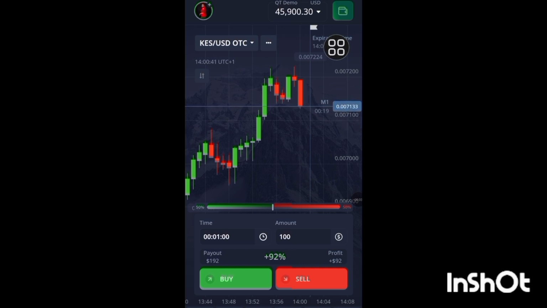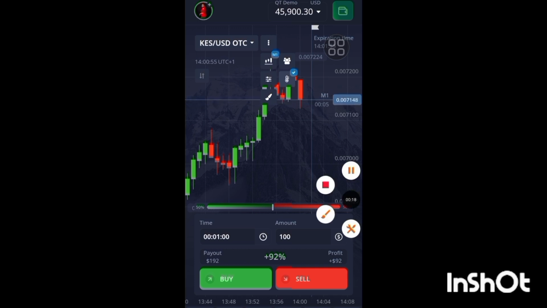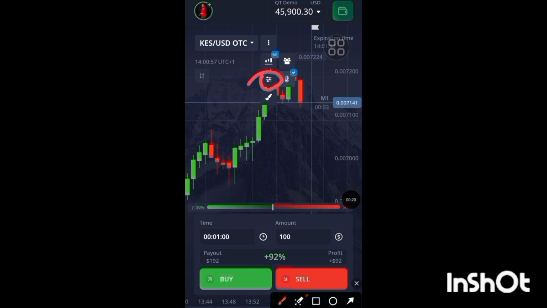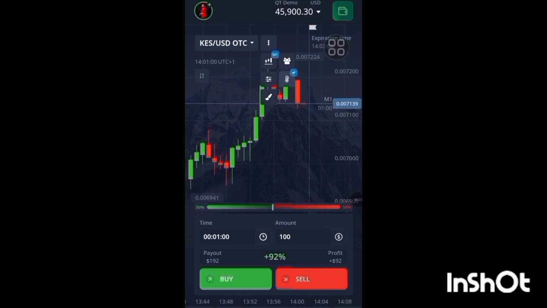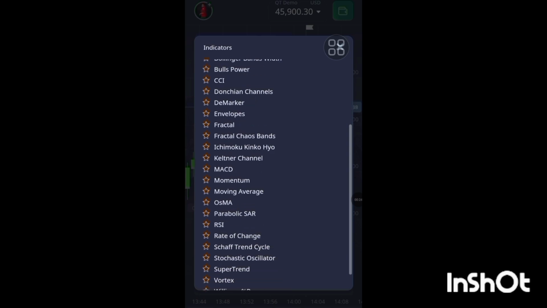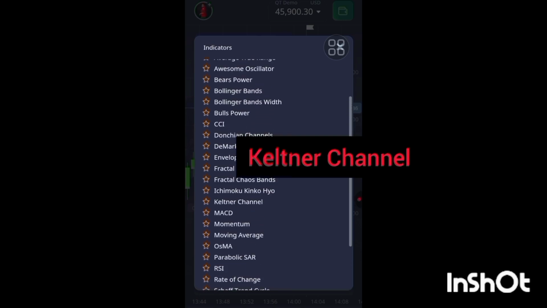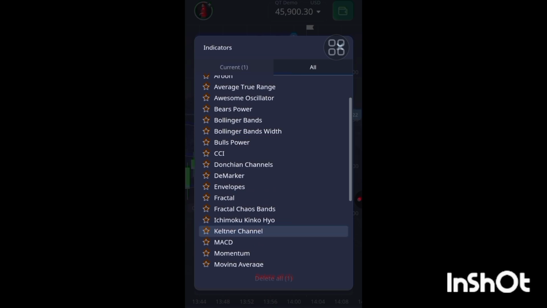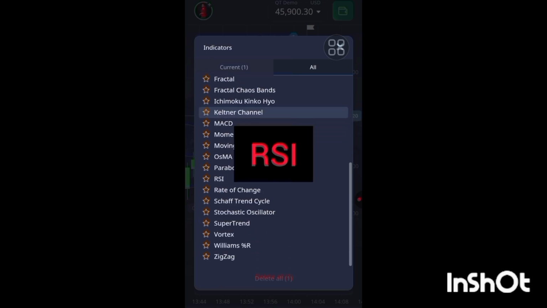First, we need to click on these three dots. When you click on it, you click on the second one. That is where you find the indicators. You look for Keltner channel. I'll spell it so that beginners will not make a mistake. And you look for RSI.